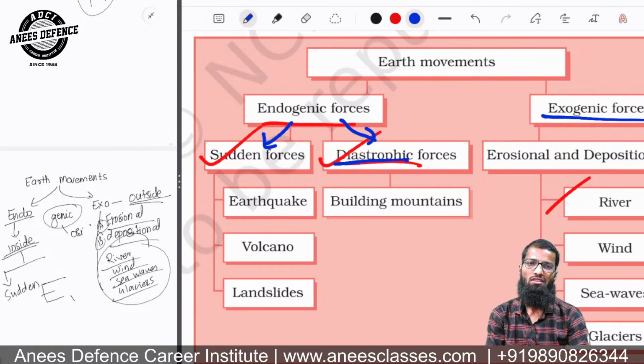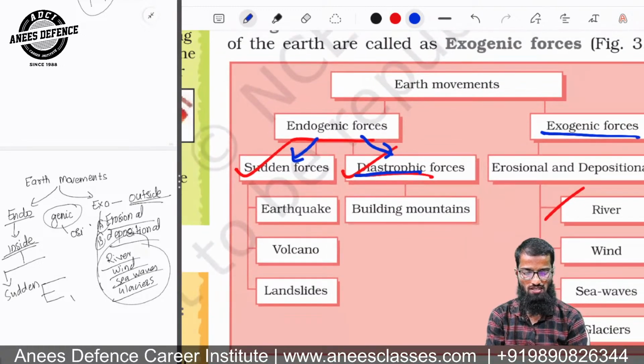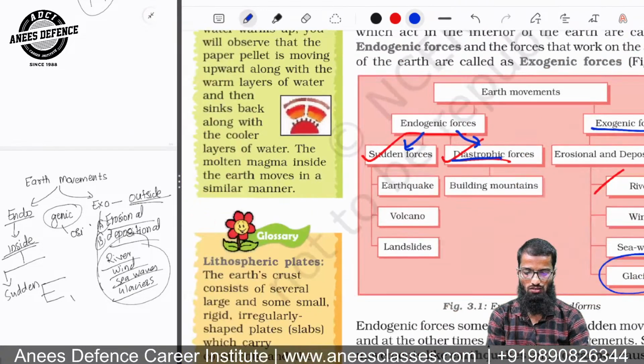River, for example: we will study the running water and the landforms created due to running water. We will also study the landforms created due to wind, sea waves, and glaciers. And what is the meaning of glacier? Moving ice can be called a glacier.